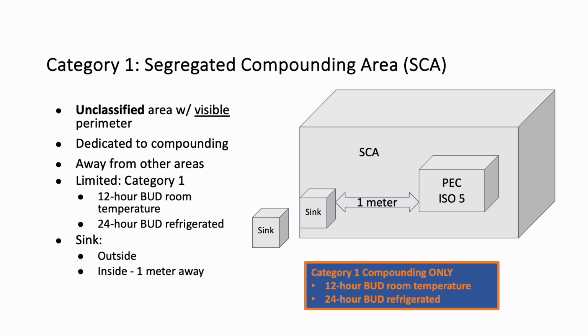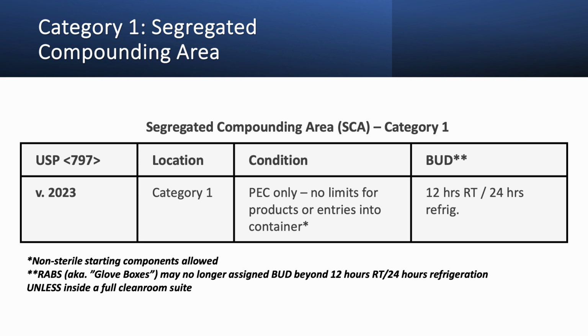There must be a sink used for hand hygiene, and it has to be located either inside or outside of the parameter, and it must be at least 1 meter away from the ISO 5 PEC. Category 1 compounding is done inside of a PEC that's located inside of a segregated compounding area, which again is an area that is unclassified. It could be an area or room that's unclassified. This will give you a beyond use dating of 12 hours at room temperature or 24 hours under refrigeration.